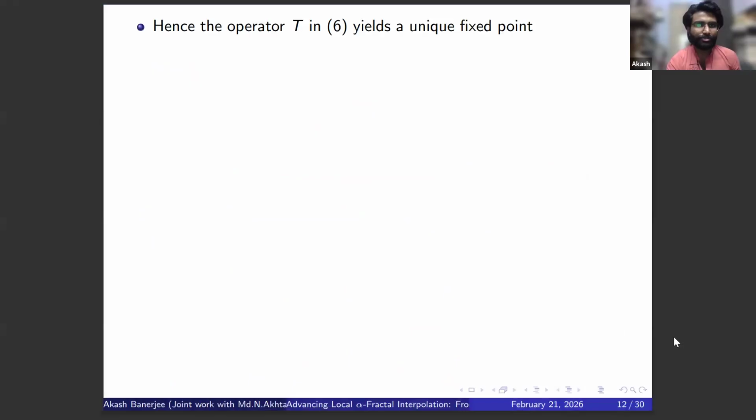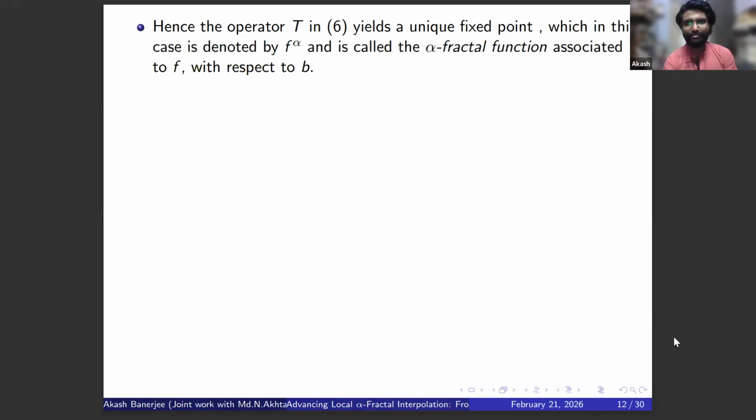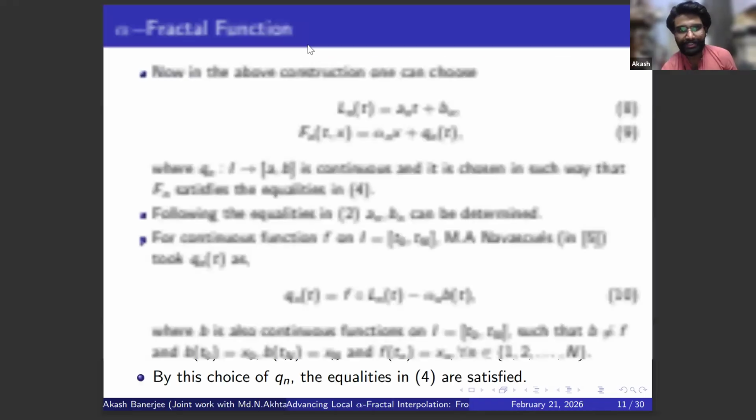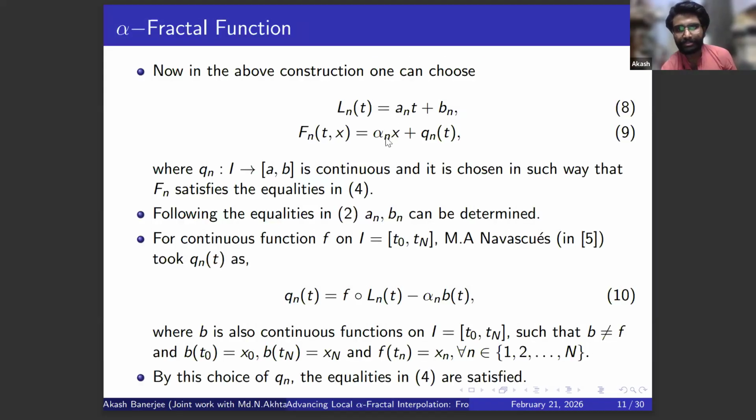Okay, so now with this particular ln, fn, and this qn(t), the RB operator T has a unique fixed point, which is called the alpha fractal function associated to f and with respect to the base function b and the particular partition that we have taken, t0, t1, t2, tn. And this alpha is actually a vector formed by the alpha n. So alpha is a capital N tuple, which looks like this: alpha 1, alpha 2, alpha n.